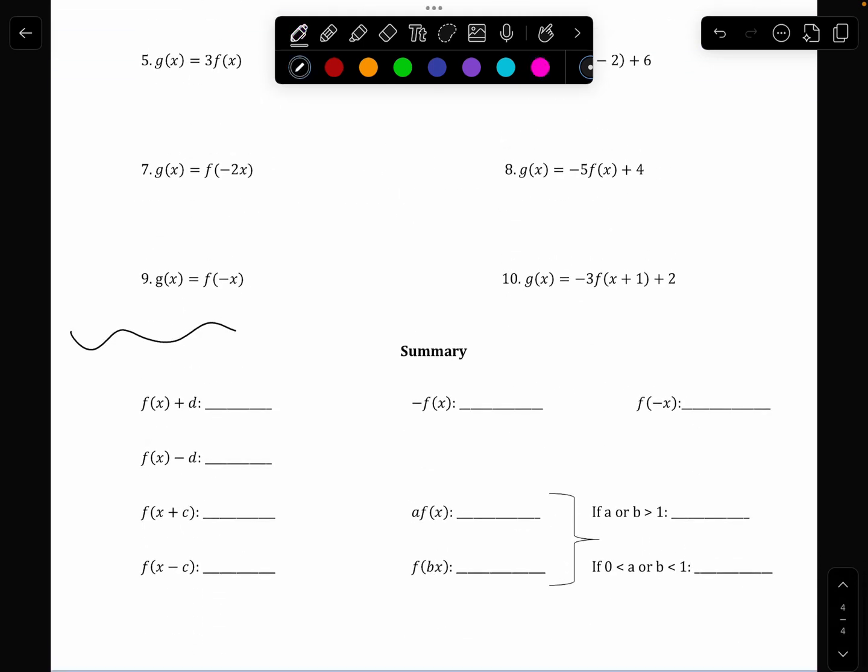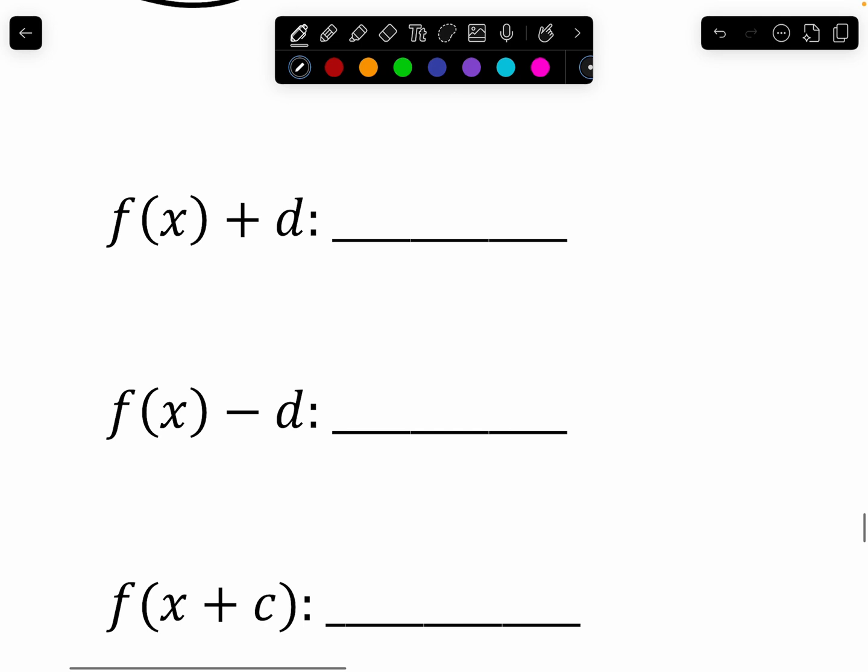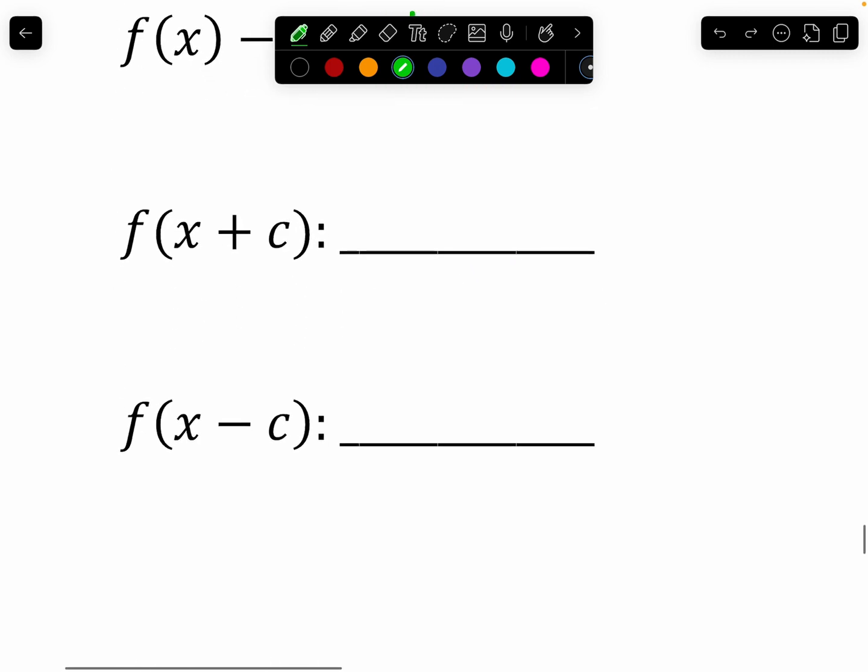So before we get started, down here we have this summary, and this summary is every single thing that we just talked about. So I'm going to start down here. These are the very first two things that we talked about. When you see this, this is a shift up, and this is a shift down. Earlier on in our notes, we had a +2 and I think a -3 at the end. So that's going to be a shift up and a shift down.